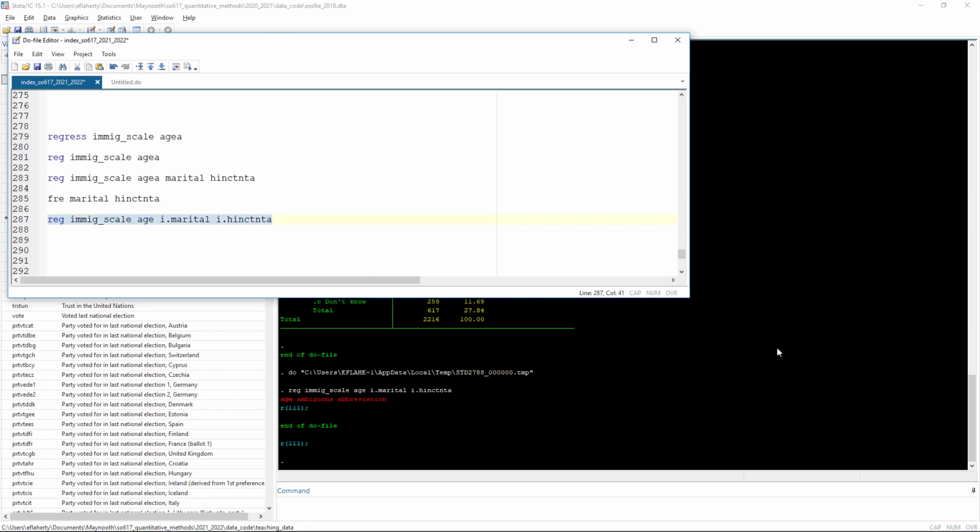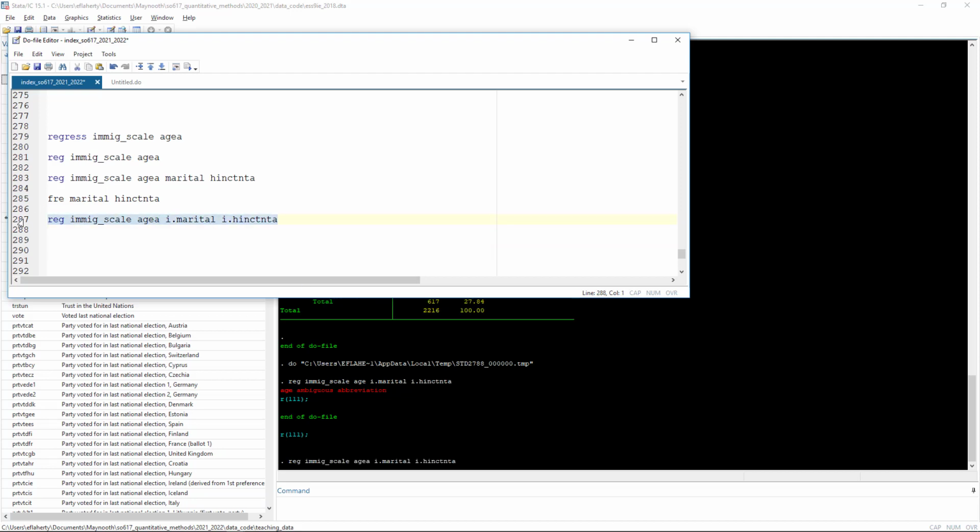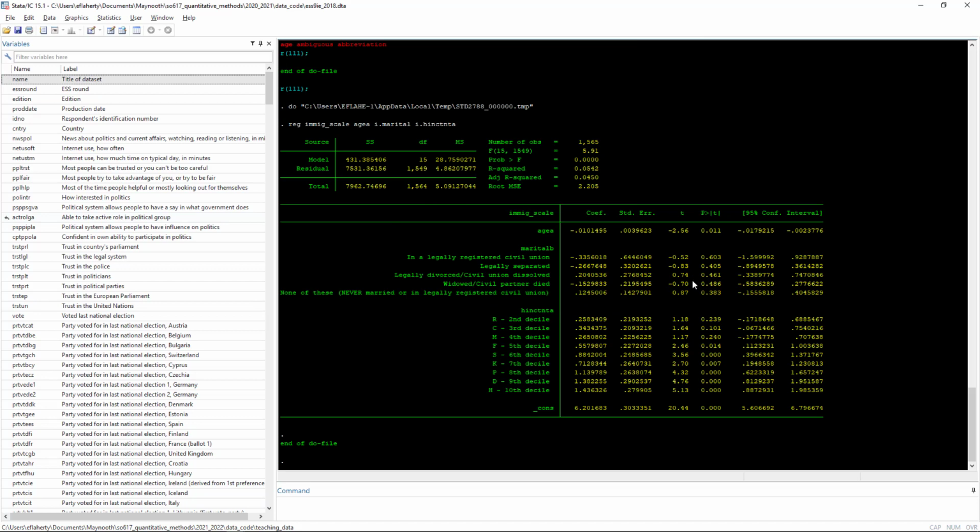When we do that, we get a slightly longer table of effects. Now we get a partial effect for age. We also get each of the individual effects for each category of marital status and individual effects for each category of household income. We can see here some changes to our model.